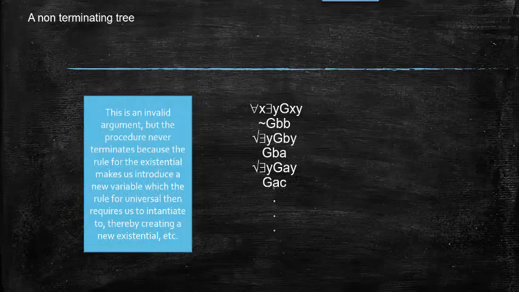For example, this is an invalid argument. The argument being for all x there exists a y, gxy, therefore gbb, which of course we could also just represent as a potential theorem. Essentially, because of the placement of the universal in the existential quantifier, we are forced by our procedures to continuously reinstantiate the universal after a new instantiation of the existential.